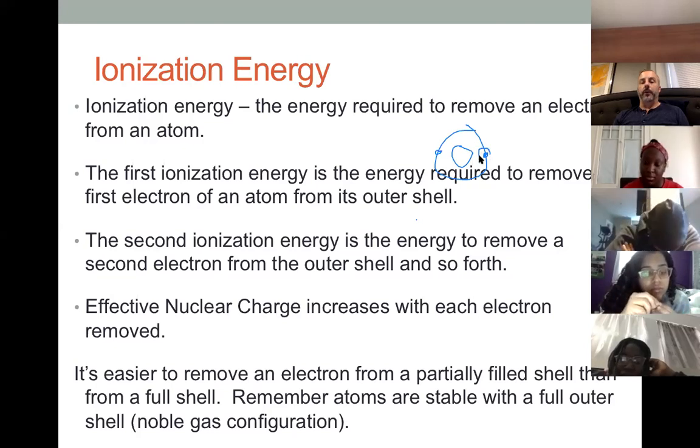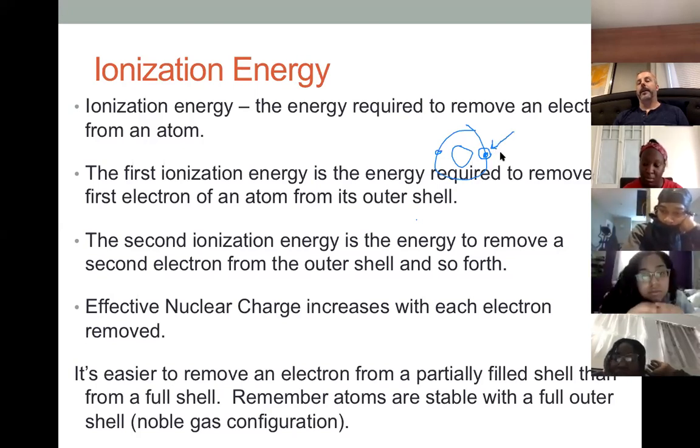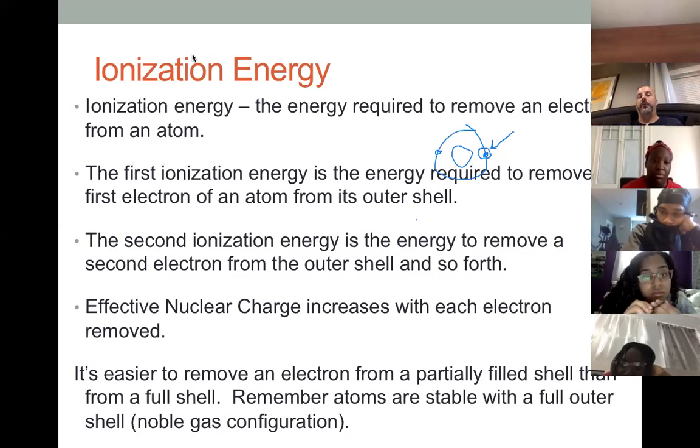So if you want to remove an electron off of a full shell, remember shell 1 holds 2 electrons, it's going to take a huge amount of energy now to remove that. And so after you remove electrons from the valence shell and you start to try to remove them from a full shell, you see this huge increase in energy required to do that.